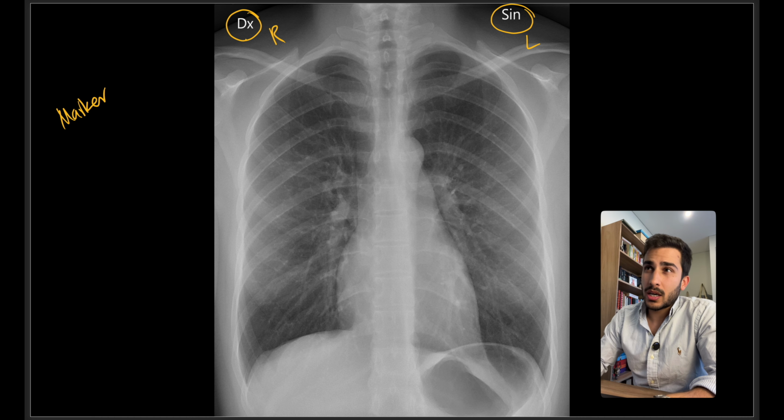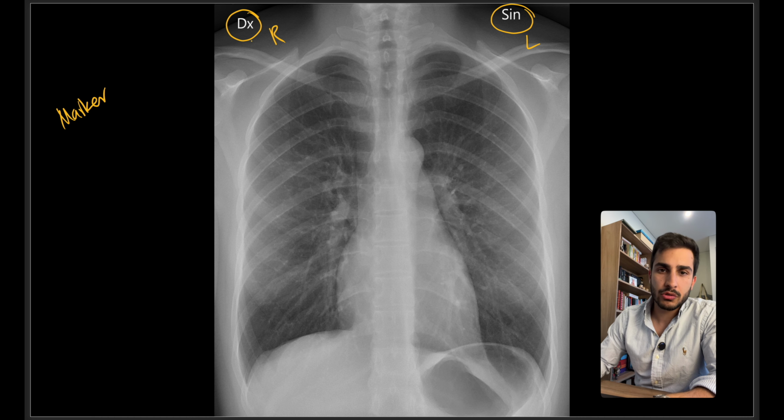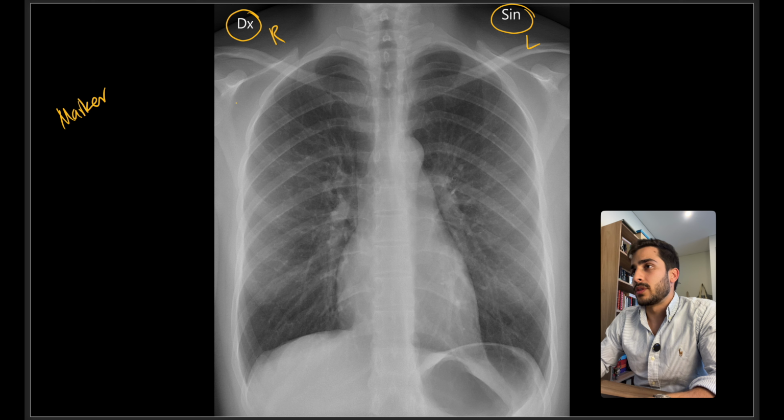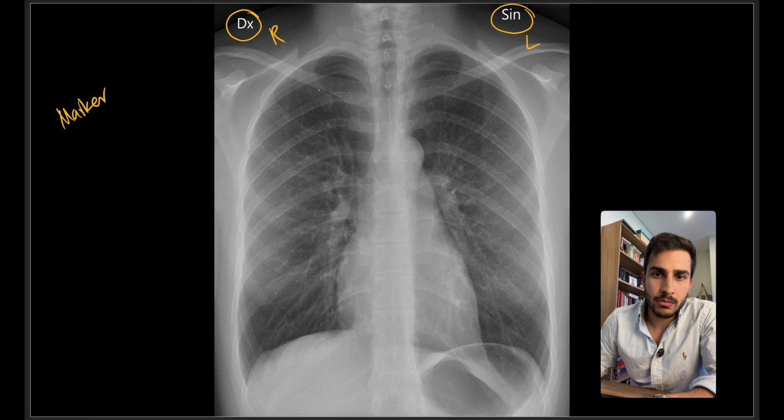The other thing is that the marker is not really in the region of interest. It's not covering the lungs. It's not covering the clavicles or the shoulder or the humeral head. So in that regard, it's good. The main thing is that if it was covering the lungs, then that would need to be repeated.